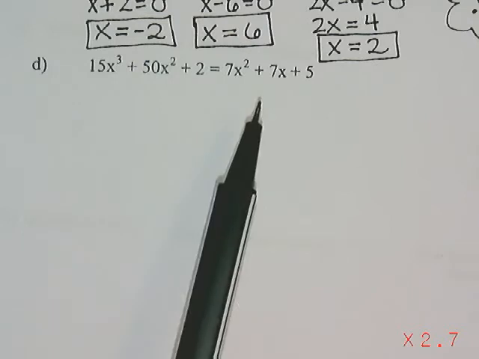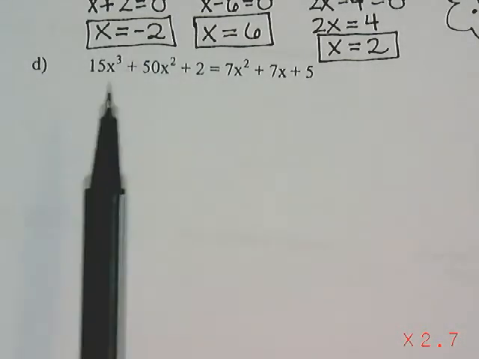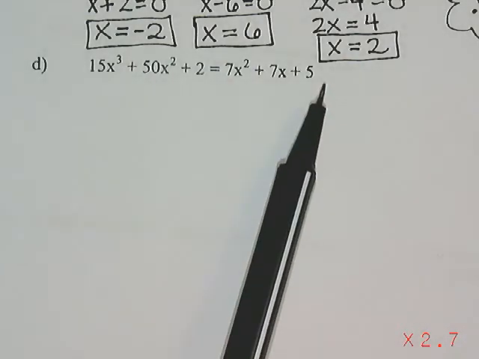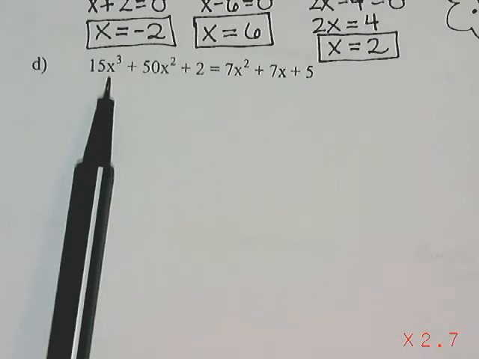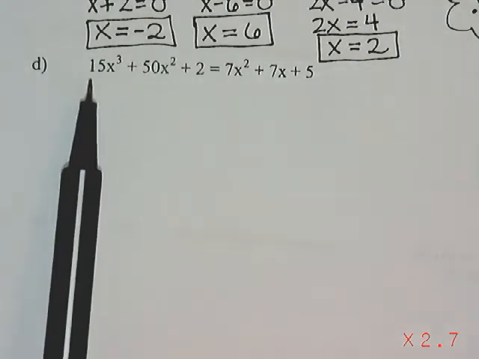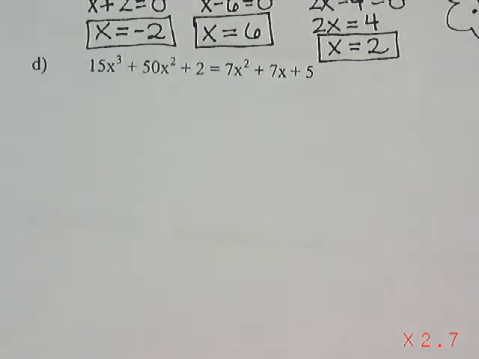So what I would suggest doing is moving all of your terms to one side. Whether you move them to the left or the right is up to you. I usually look for the one that has the highest exponent, which would be the 15x cubed. If this is positive, I will leave it on its side and move everything else over. If it's negative, then I'll take it all over to the other side because I like that leading coefficient, the number in front of the first term, to be positive. That's just a personal preference.